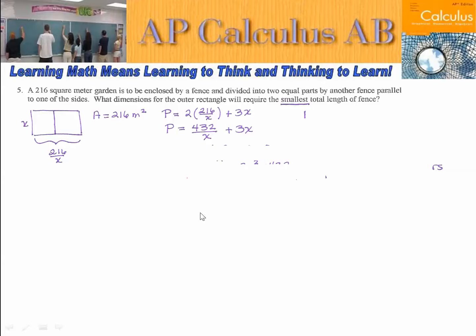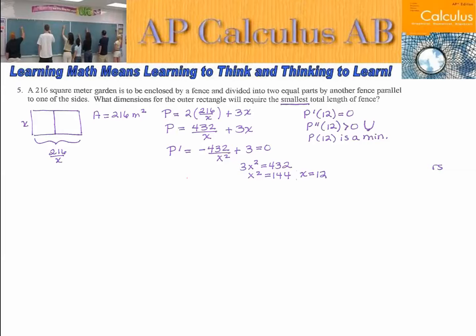Now that we have our primary equation, if we take the derivative, thinking of 432 over x as 432x to the negative 1, when we take the derivative, we'll have negative 432 over x squared plus 3. Setting it equal to 0 and moving the negative 432 over x squared to the other side, cross multiplying, we find out that x is 12. If x is 12, we could take 216 and divide by 12 and find the other dimension to be 18.